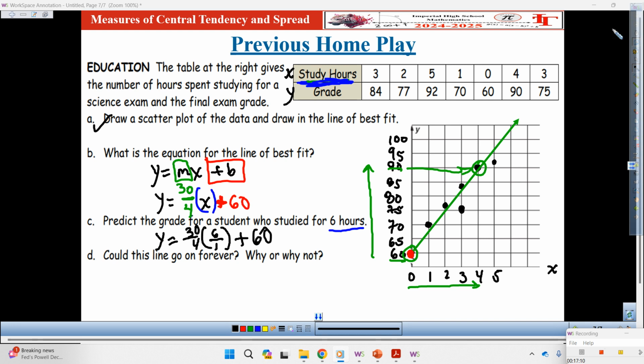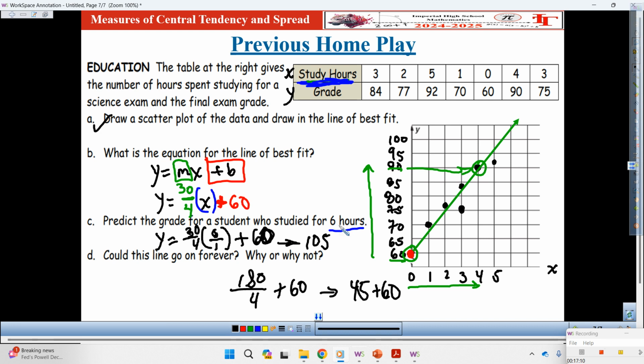I get to pick, right? I get to pick. Colleen, what'd you get? What was the grade? All right, help her out. Carter, what'd you get? All right. 30 times 6, that's 180 divided by 4, and then at the end you add 60. 180 divided by 4 is 45. Add 60. The grade of the student that studied 6 hours is 105%. Hands if you got that.